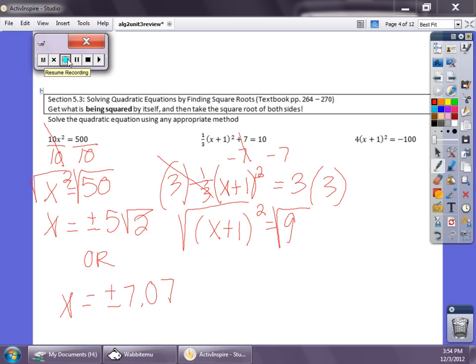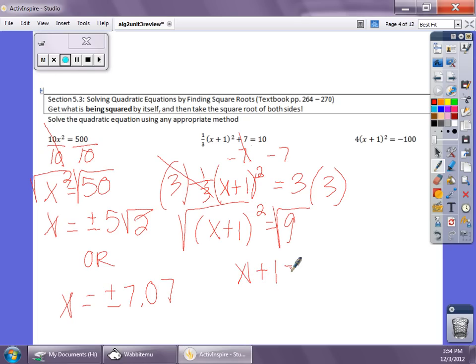So I multiply on both sides by 3, take the square root. The square root and the squared cancel out, leaving me with x plus 1 is equal to plus or minus 3. My last step is to subtract 1 from both sides. So my two answers are positive 3 minus 1 is 2, and negative 3 minus 1 is negative 4. And then I'll solve the last equation.